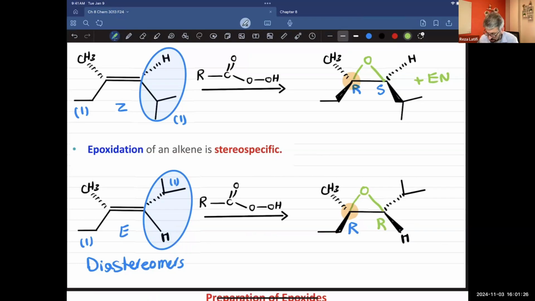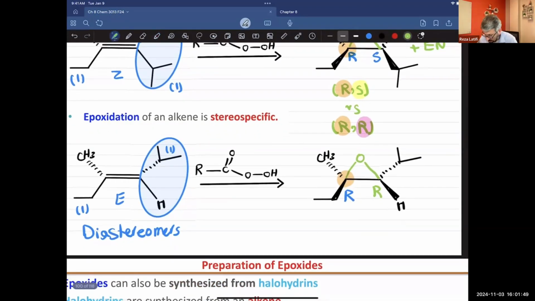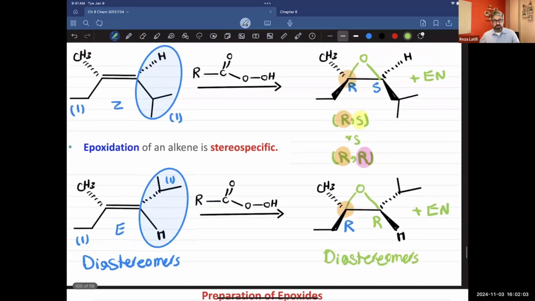Now, what's the relationship between R and S versus R and R? One of the stereocenters stayed as it is. We did not flip it, but the second one used to be S, now is R. So one of the stereocenters got flipped, while the second stayed as it is. In that case, we say these two are diastereomers. Remember, also, we do have an enantiomer here. So I started with diastereomers, and I got diastereomers.